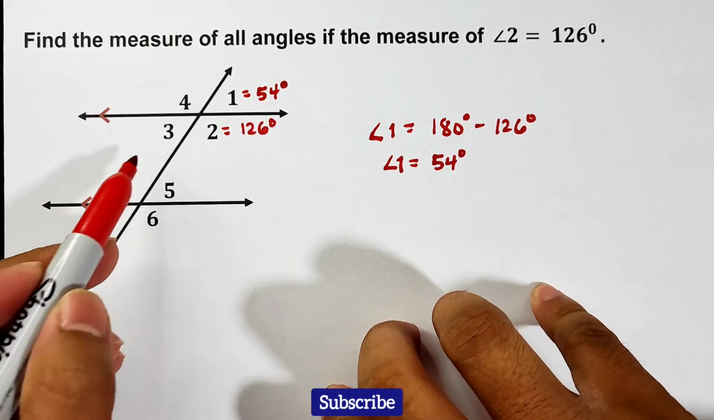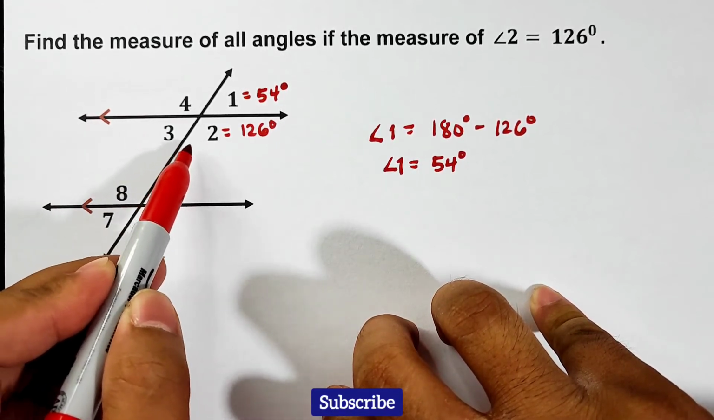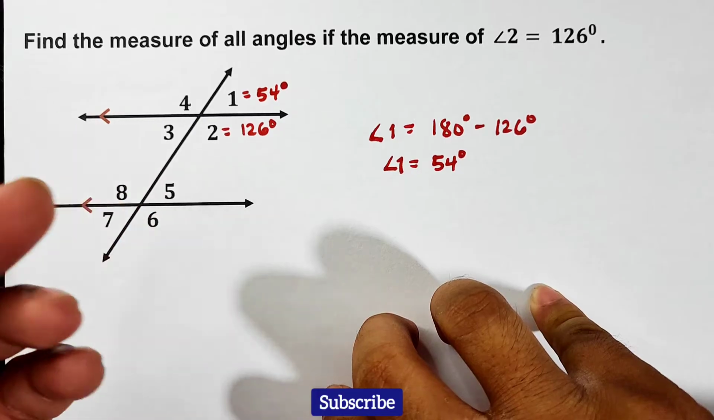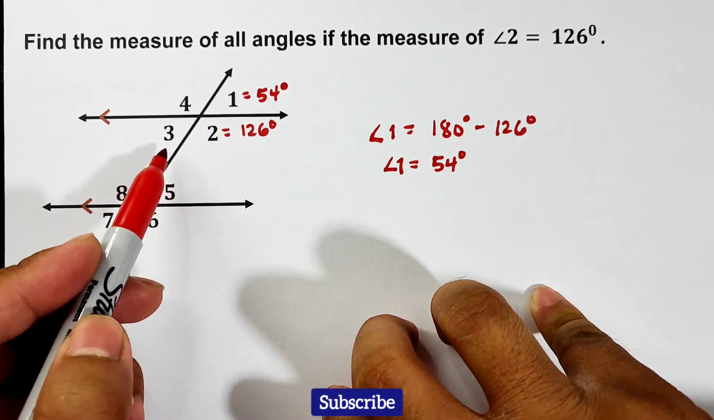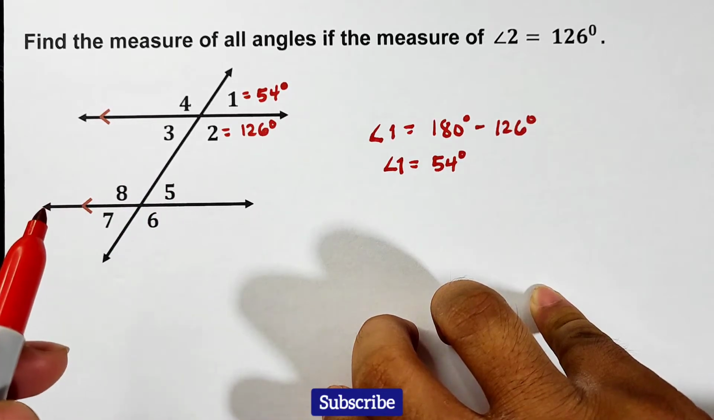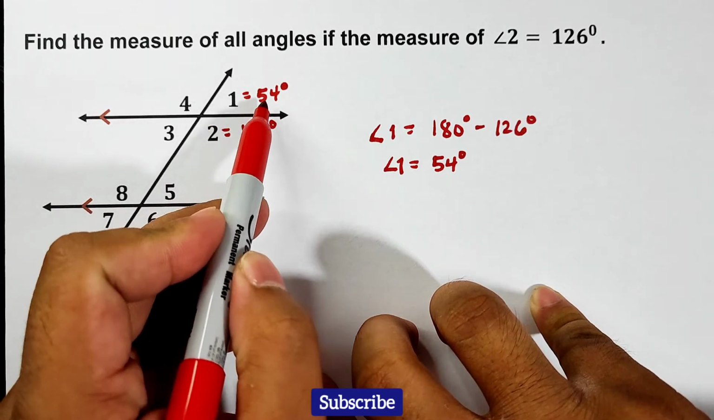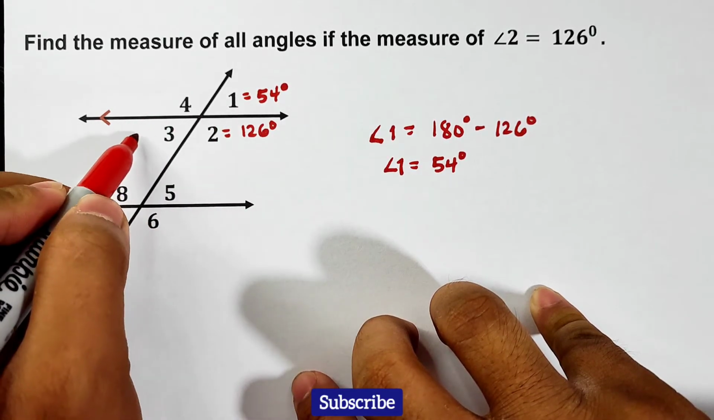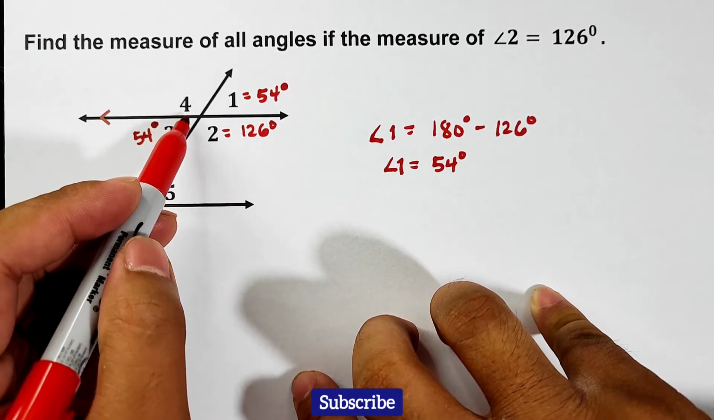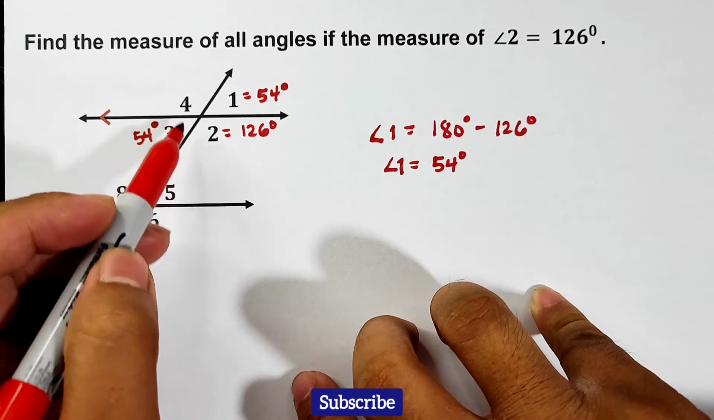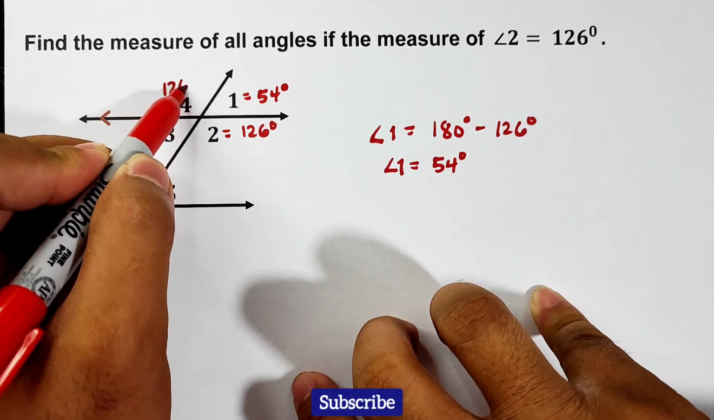Now sir, what about angle 3 and angle 4? For angle 3, you can pair up 3 and 2, but the easiest way is to consider that angle 1 and angle 3 are vertical angles. Remember, if the angles are vertical, they are congruent. If this is 54, angle 3 is also 54 degrees. Yes sir, what about angle number 4? Your angle 4 is vertical to angle 2, meaning this is also 126 degrees.